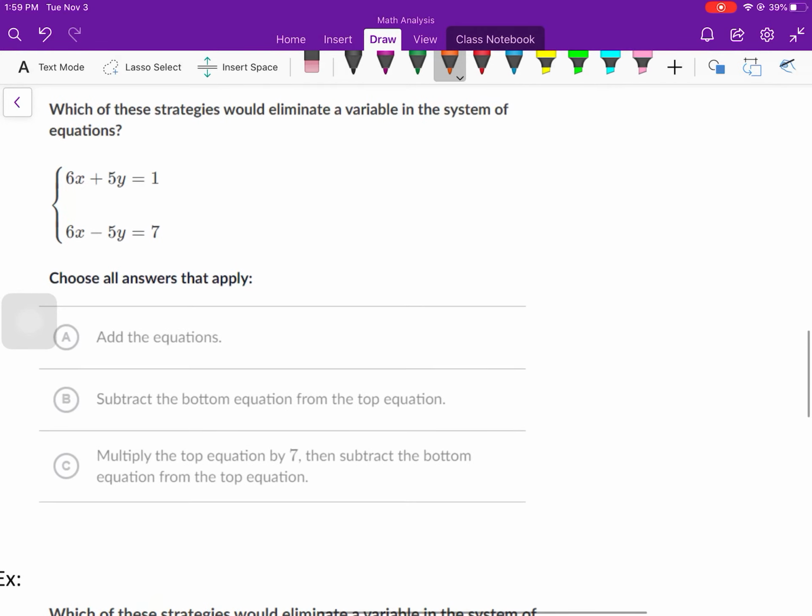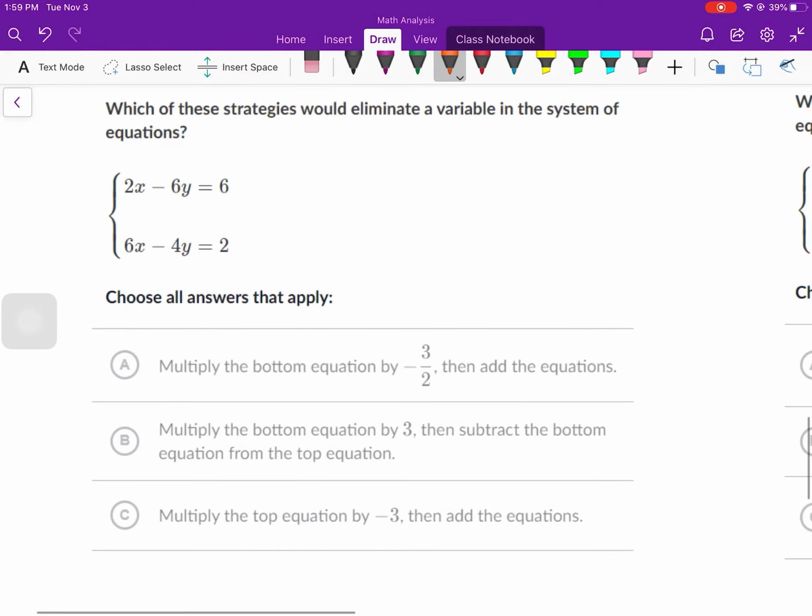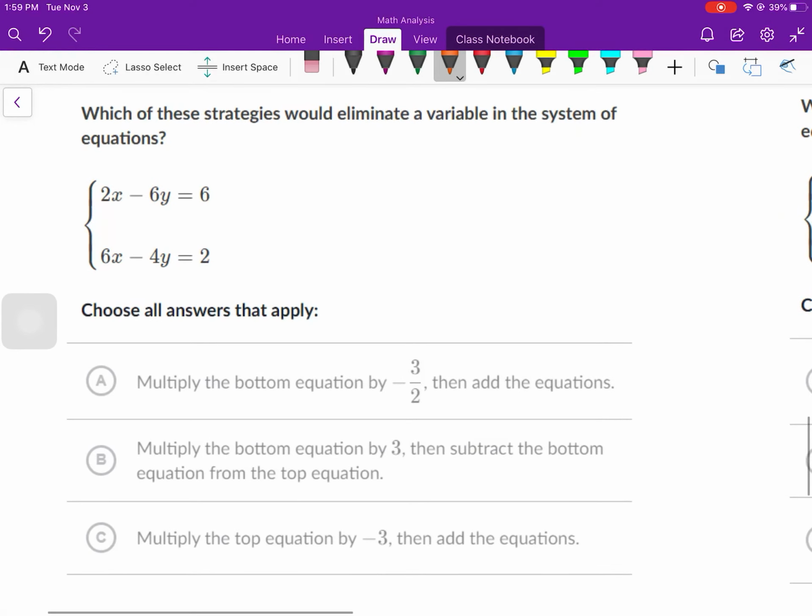So look at this one. You'll see the same thing again. If we add straight down, look at that. Positive 5y, negative 5y. Those are going to cancel out. Perfect. Just add those equations. But what about this one? It's a little bit more complicated this time. So what could we do?